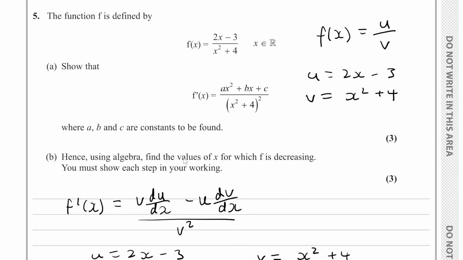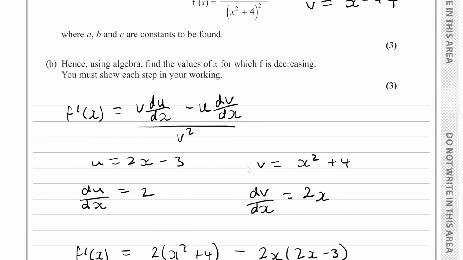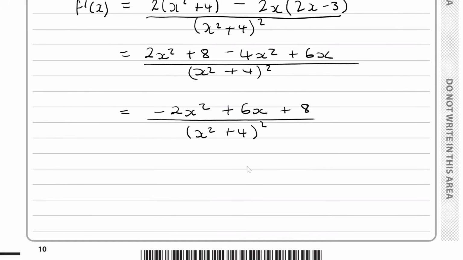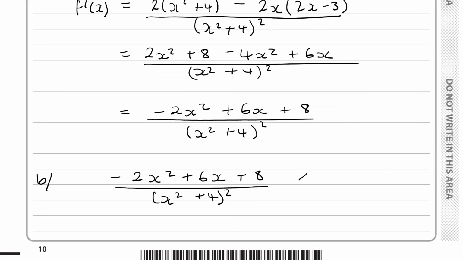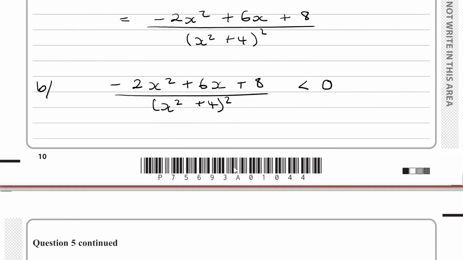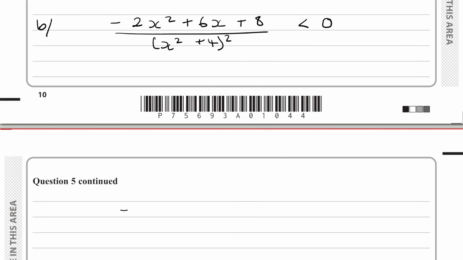For part B, hence using algebra, find the values of x for which f is decreasing. So it's decreasing, it's going down, when the gradient is negative. So we want to know where our gradient, which is what we just worked out, dy dx, our gradient function, is negative, less than 0. Where is our gradient negative? So if we times both sides by the denominator, it's going to disappear. So we're just going to be left with 2x squared plus 6x plus 8 is less than 0.